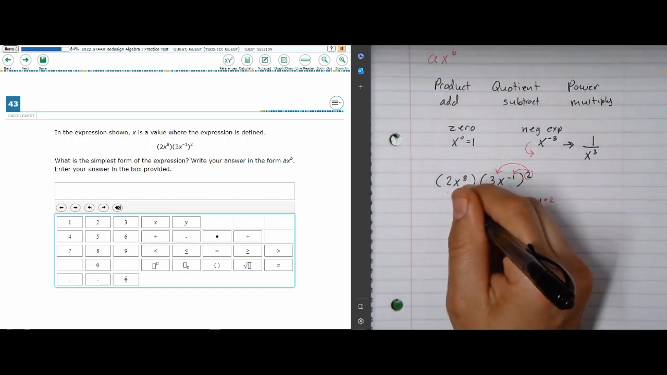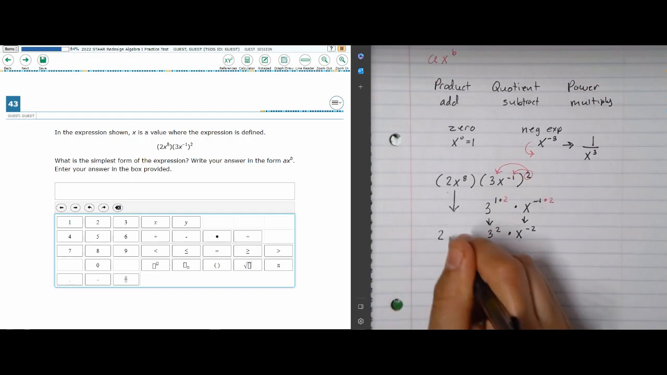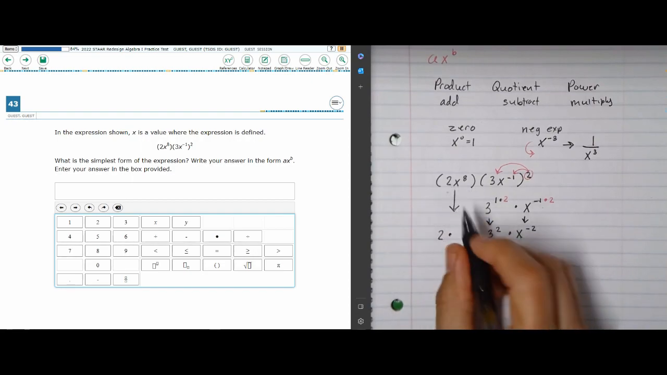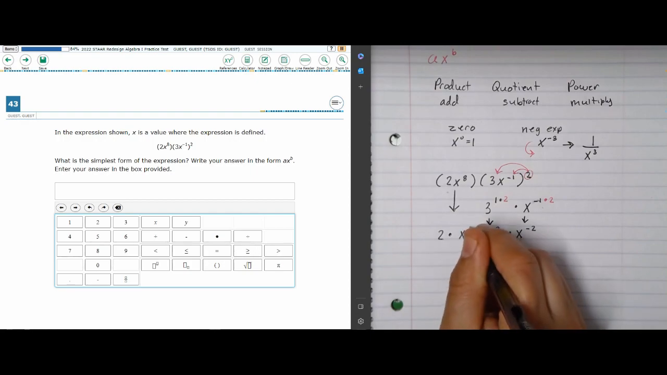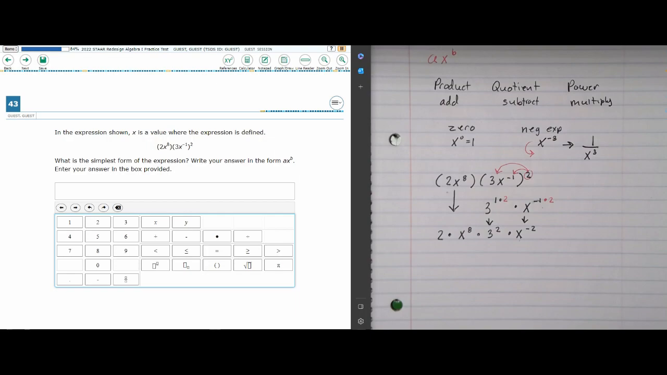So now let's bring this one down. And when we bring this down, we can actually keep it really simple. We can write a 2, put a dot in between it and the x just to remind us that it's actually just being multiplied. And this x is just being multiplied to that 3.